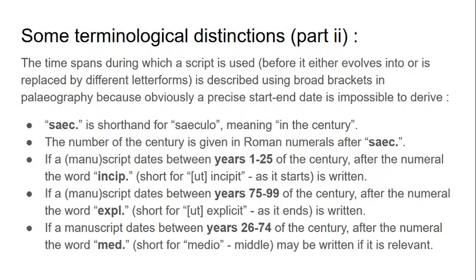That identifies which one it is. So if I write down sec. vi med., that means seculum sextum medium, which is the middle of the 6th century, so it'll be 550-ish, around the time that they say the Ostrogothic kingdom is coming to an end.